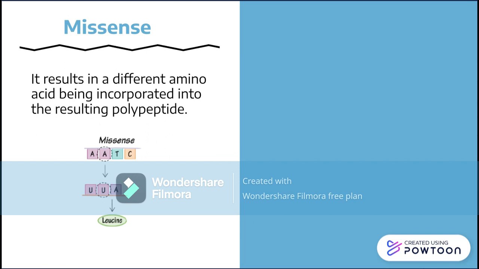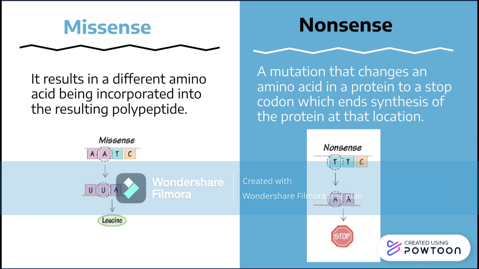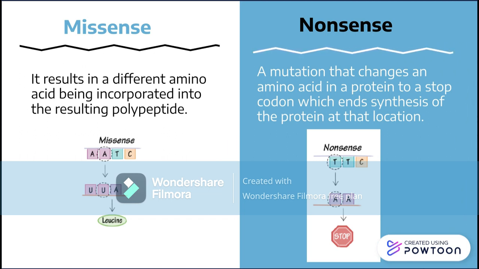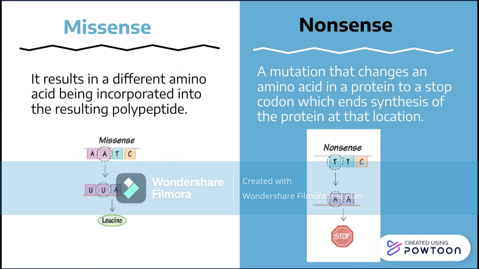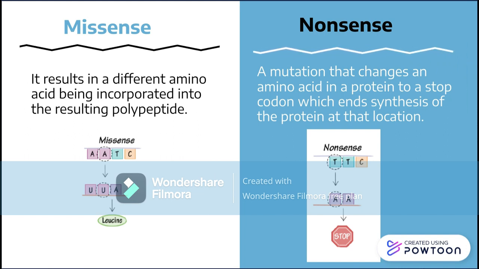First is missense, which results in a different amino acid being incorporated into the resulting polypeptide. Another is nonsense, where a mutation changes an amino acid in a protein to a stop codon, ending synthesis of the protein at that location.